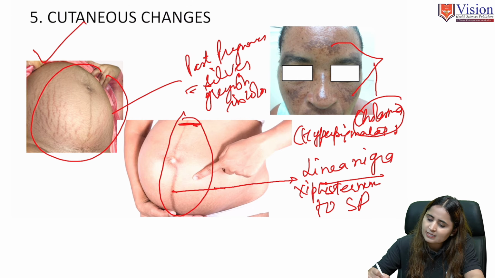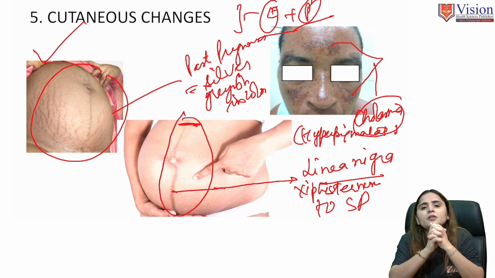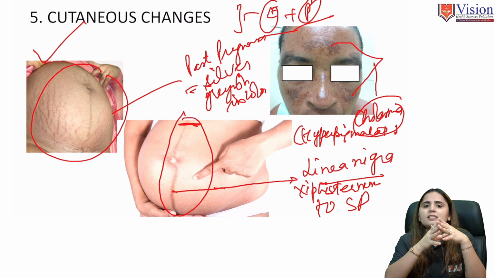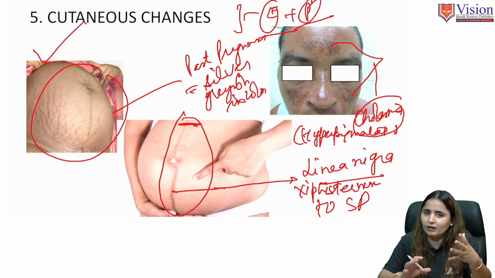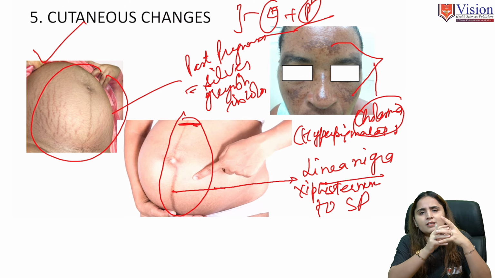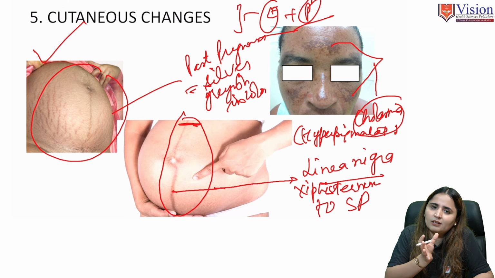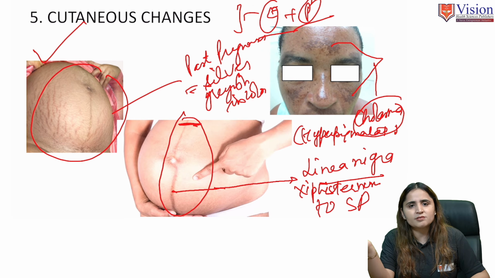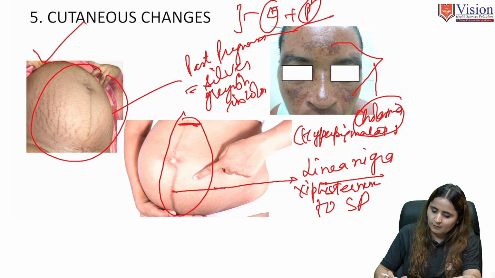All these changes happen due to the hormones estrogen and progesterone. And remember, counsel the pregnant female that after delivery these stretch marks will fade away, but they will not go away 100%. In the market you can see some advertisements related to fading of stretch marks. With time they will fade, but will not be 100% gone.